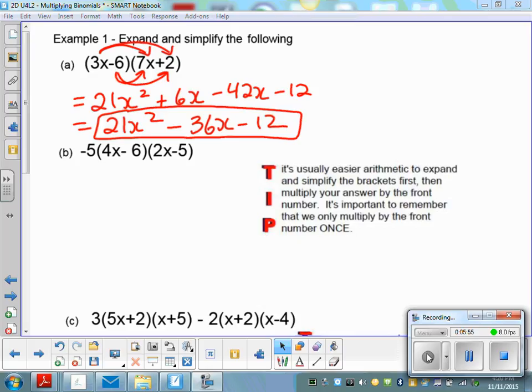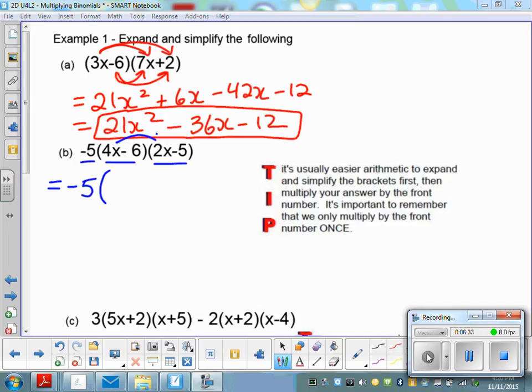And then when we get into question B here, when we've got a monomial out in front here, and then the two binomials, it's usually easier arithmetic to expand and simplify the bracket part first, then multiply the monomial that's out in front afterwards. So if I do that, this minus 5 is going to wait out in front. I'm going to open a bracket, and when I do FOIL or double distributive property on these two brackets, I'm going to leave the answer in a bracket, and I'll multiply the negative 5 in afterwards.